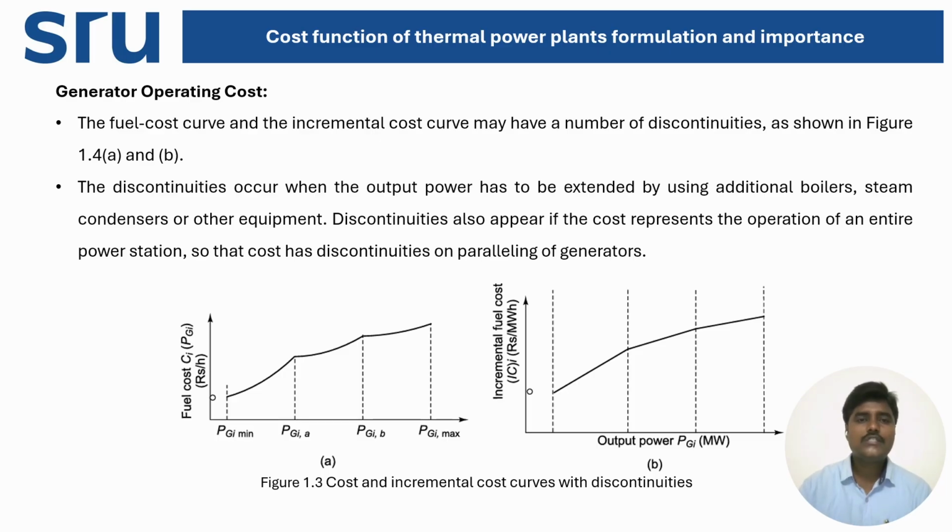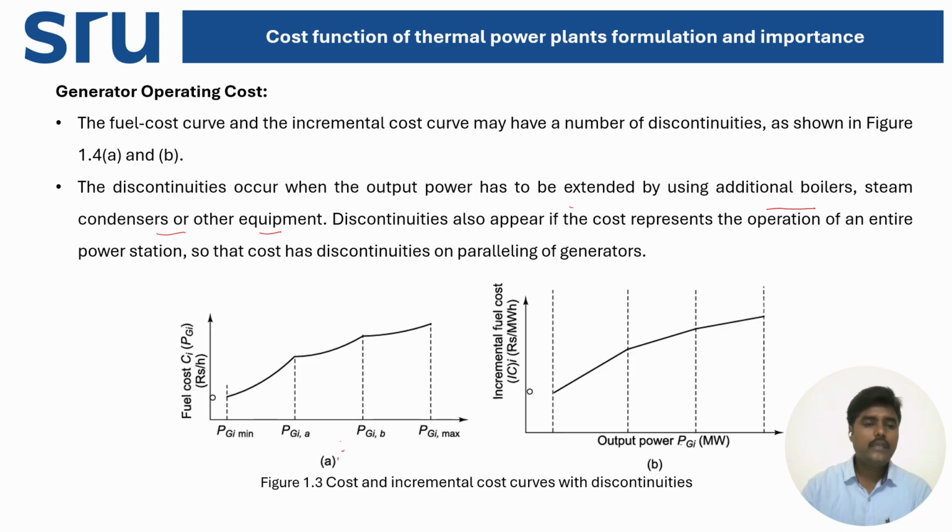Now the fuel cost curve and the incremental cost curve may have a number of discontinuities in real time. The discontinuities occur when the power output has to be extended by using additional boilers, steam condensers, and other equipment. Discontinuities also appear if the cost represents the operation of an entire power station, so that the cost has discontinuities on paralleling of generators. That you can see here in figure 1.3a and 1.3b.